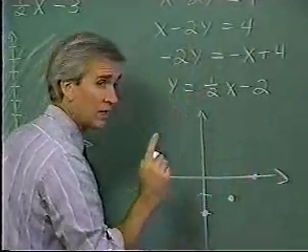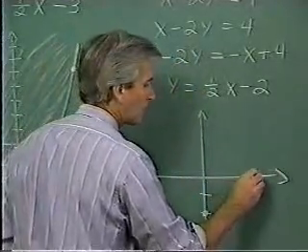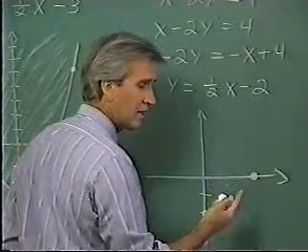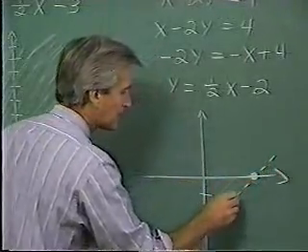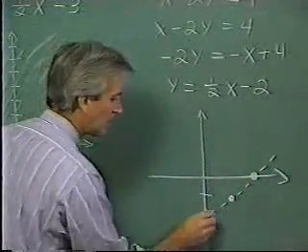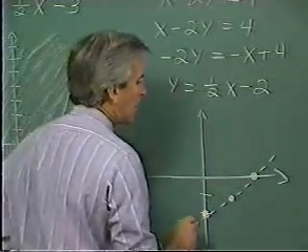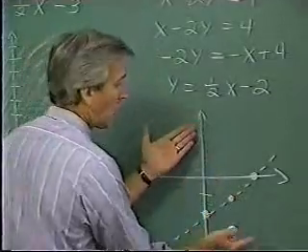Now notice we have a strict inequality, so I know that the border itself, that is the line that I'm constructing, is not a part of the solution set. So what I'll do is write a dotted line here rather than a solid line. All right, now which side are we talking about?